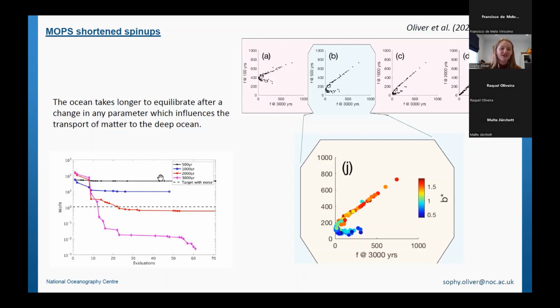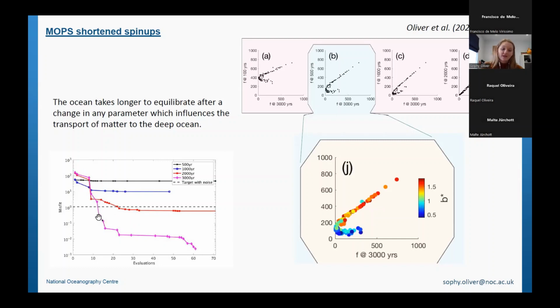It wasn't all cons. So the left here is again similar to the plots I've shown before, where we have evaluations of MOPS on the x-axis and the misfit on the y-axis. And I did 4 experiments optimizing again those 6 parameters. And the pink line here with the diamonds was the MOPS model with a 3,000-year spin-up. The red one is with a 2,000-year spin-up, and then we have 1,500-year spin-up.